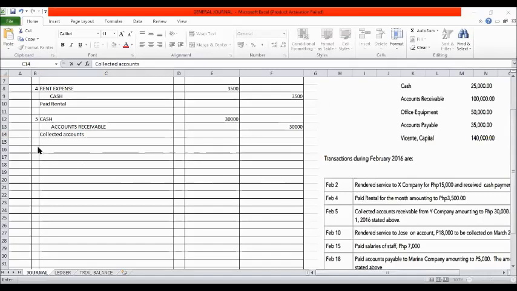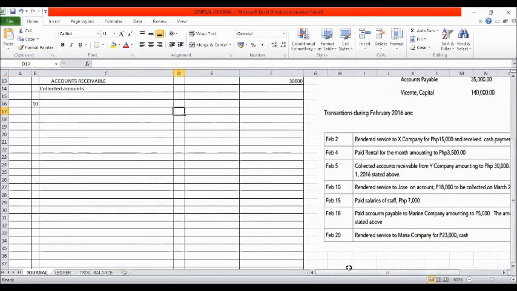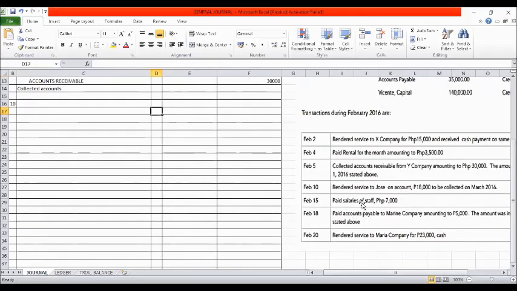Right. So, February 10. Sinong gusto mag-try? This is just the same as the February 2 transaction such that ang ginamit niya dito is to be collected on March. So, meaning, hindi daw siya kaagad nagbayad sa atin. So, rendered service to Jose on account for 18,000 to be collected on March. So, meaning, nag-render na tayo ng service pero babayaran pa daw niya tayo by March.